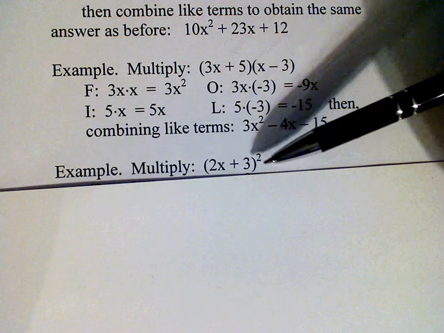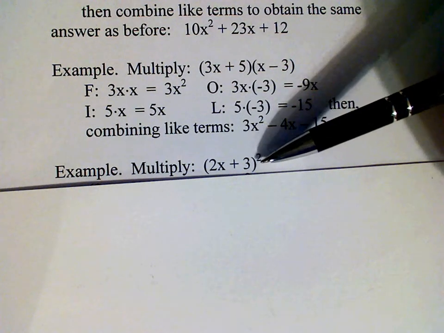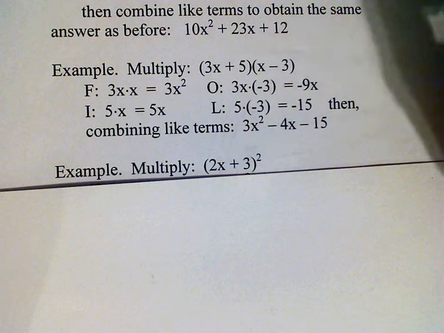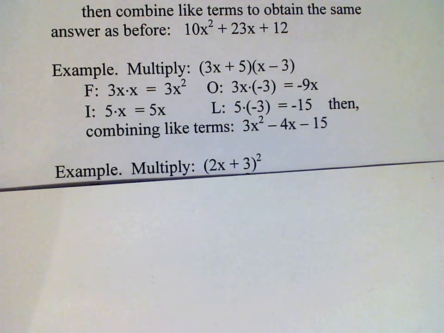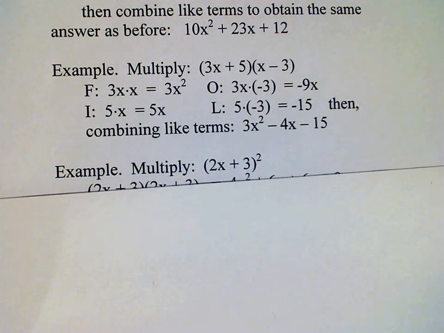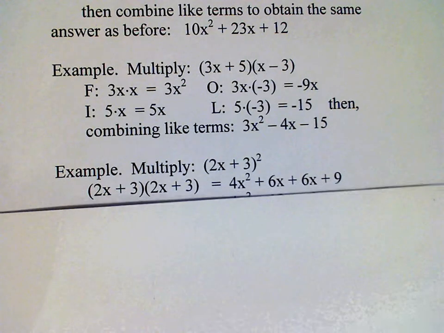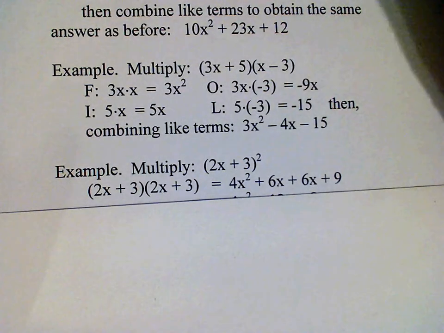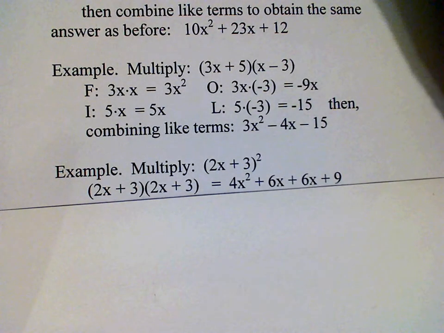What does this square mean? Well, it means that we have two copies of the 2x plus 3 multiplied together. So the first thing that we should do is to write out those two copies, 2x plus 3 times 2x plus 3. And then we will apply FOIL.